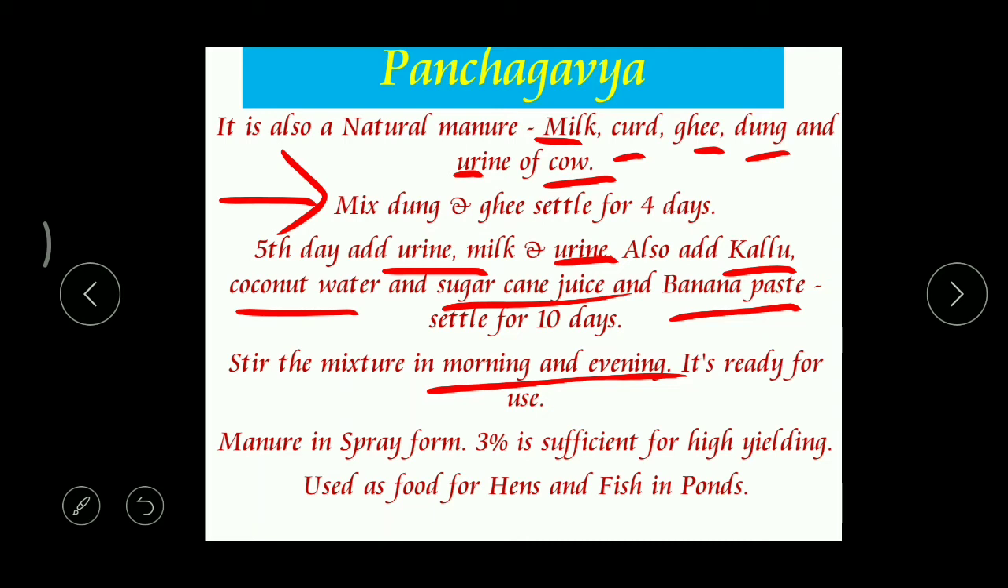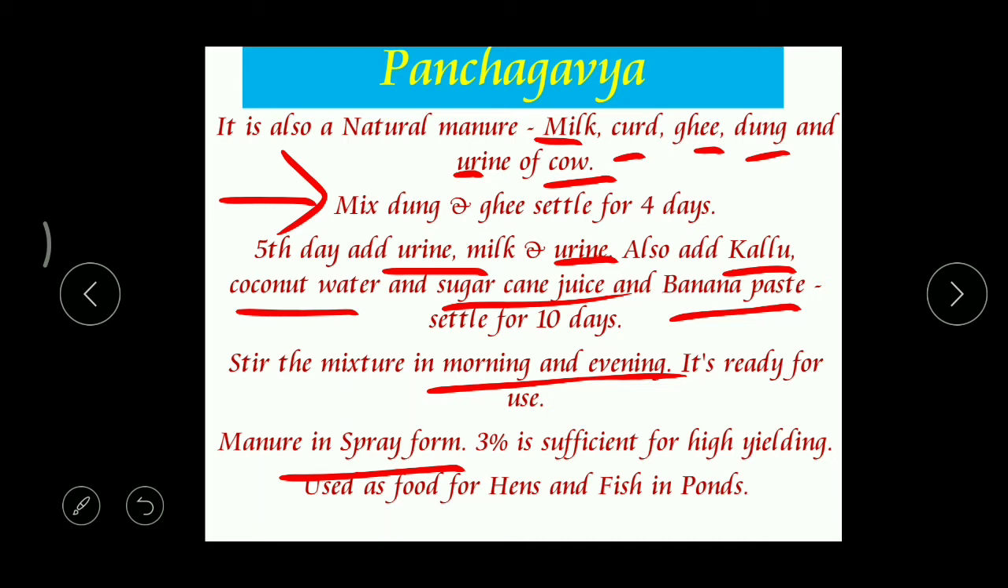And you know, this is the only manure that is available in a liquid form. The remaining manures are in a solid form, but this is in a liquid form. So we can spray this over the field or a crop, right?